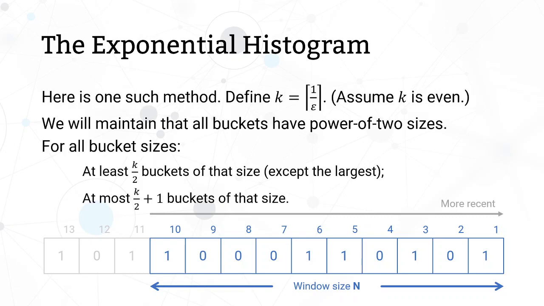One such method to do that is to define K to be the number of buckets that you want to have of each size. We use K over 2 here for the analysis, but you can think of this just as K. The idea is we're going to store K over 2 buckets for each size, and K over 2 plus 1 buckets. So basically we limit the number of buckets of each size to be between K over 2 and K over 2 plus 1. So let's run an example.